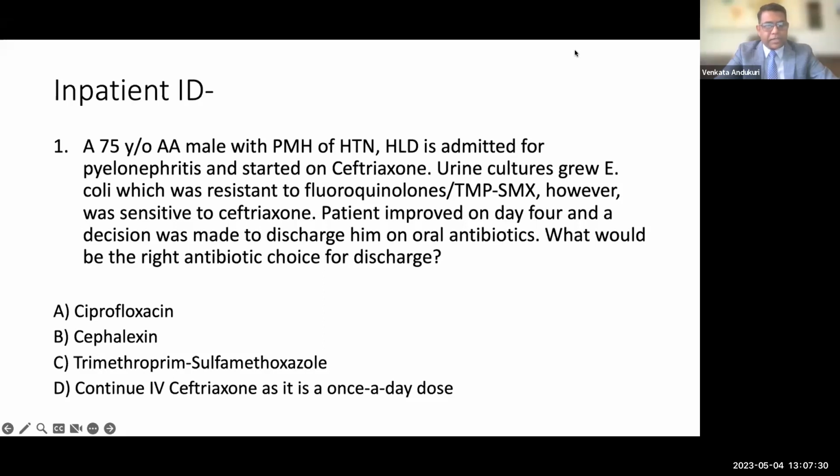A, ciprofloxacin. B, cephalexin. C, trimethoprim sulfa. And D, continue IV ceftriaxone as it's a once-a-day dosing and discharge the patient.